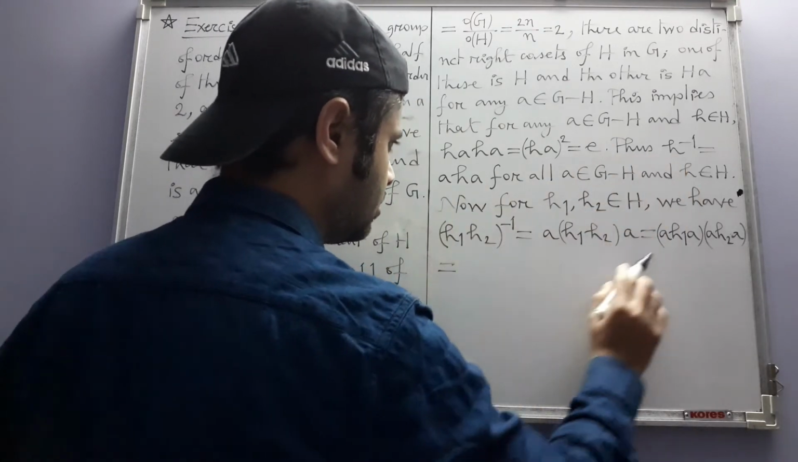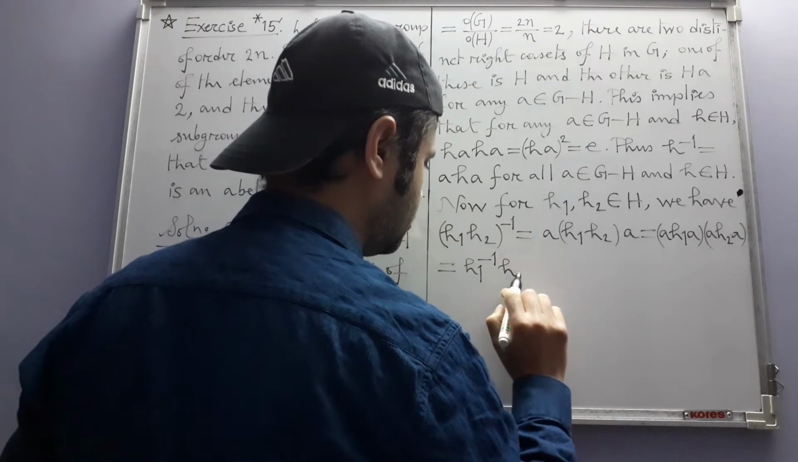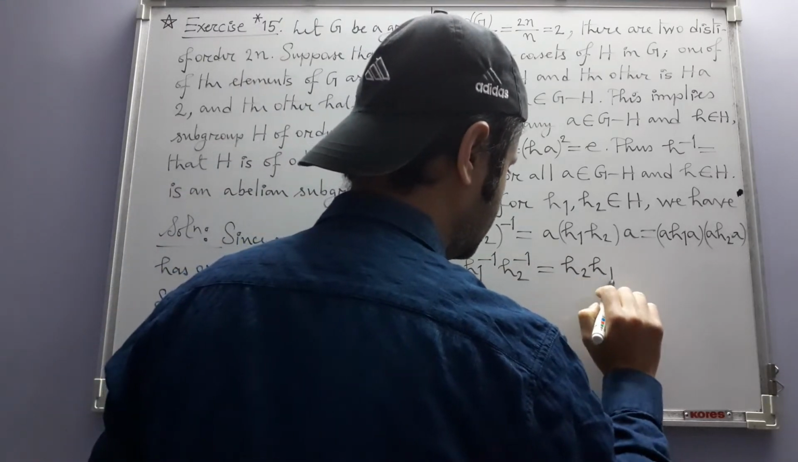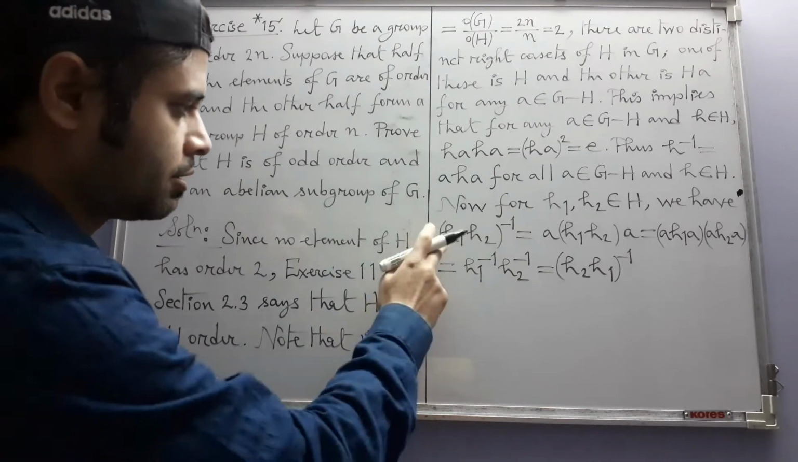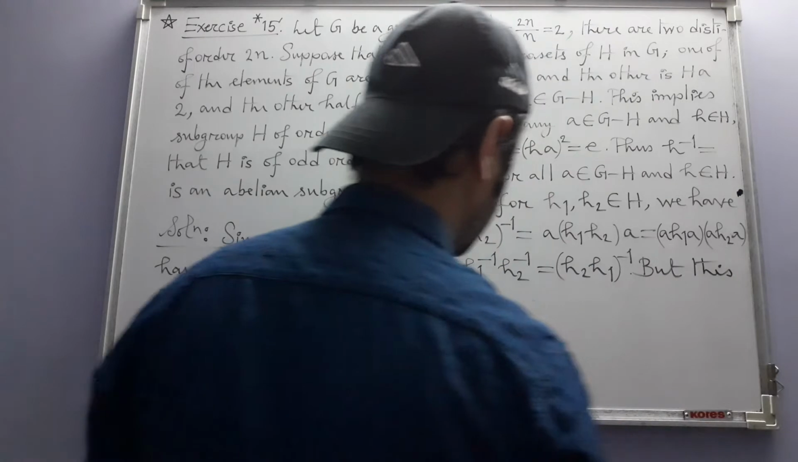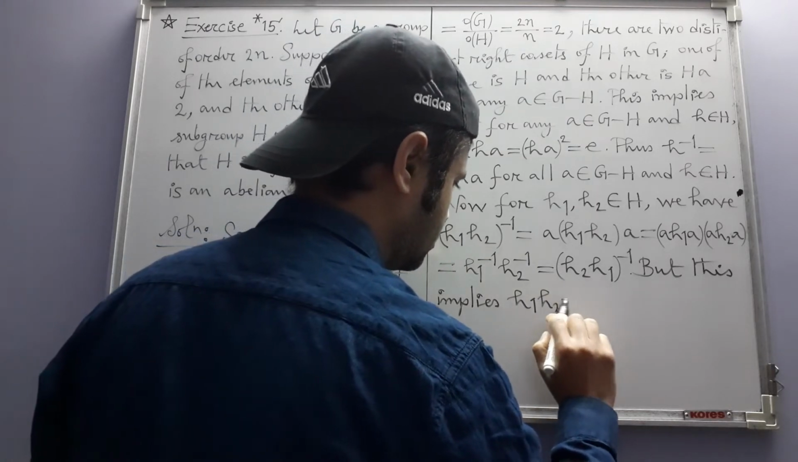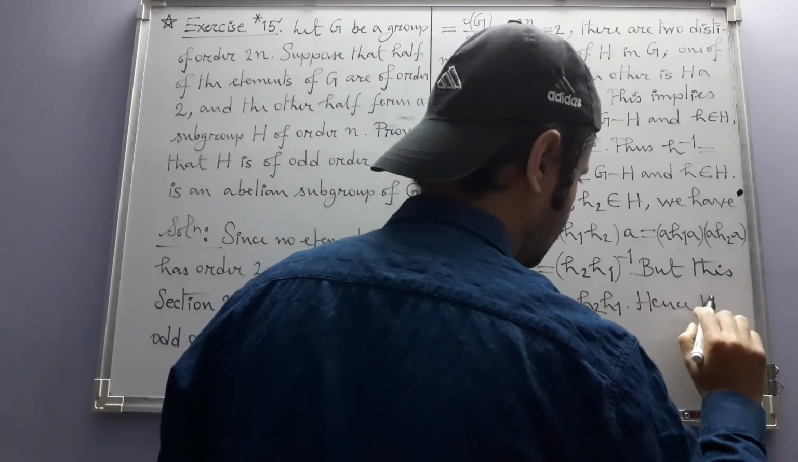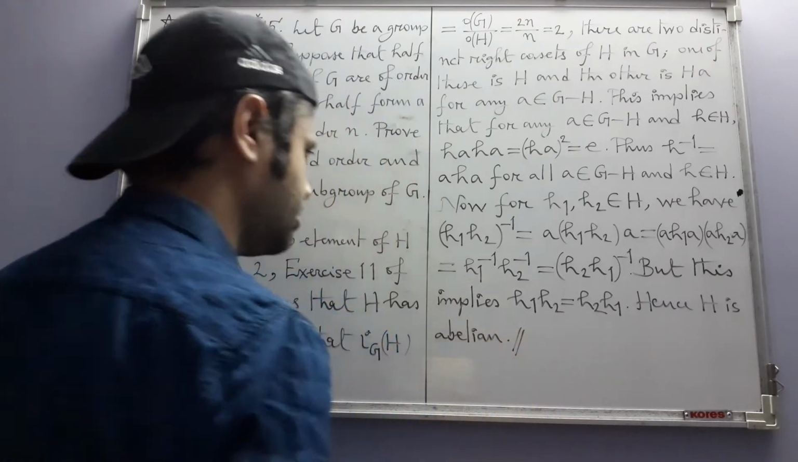Again, if we use this equation to these two elements, then we get H1 inverse and that one is H2 inverse. But we know that in any group this is equal to H2 H1 whole inverse. So these two inverses are equal, so the original elements will also be equal. But this implies H1 H2 equal to H2 H1. Hence, H is abelian, and that completes the solution.